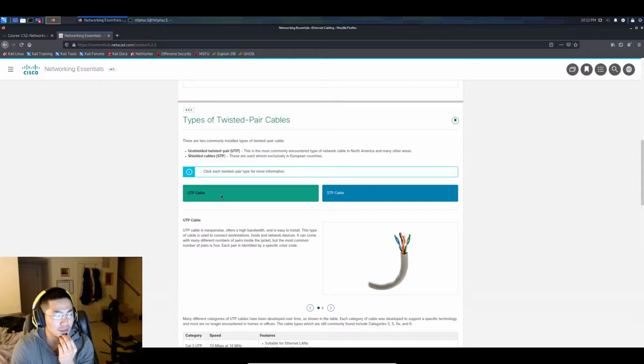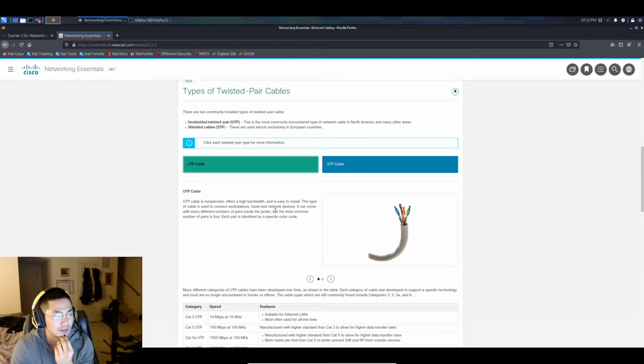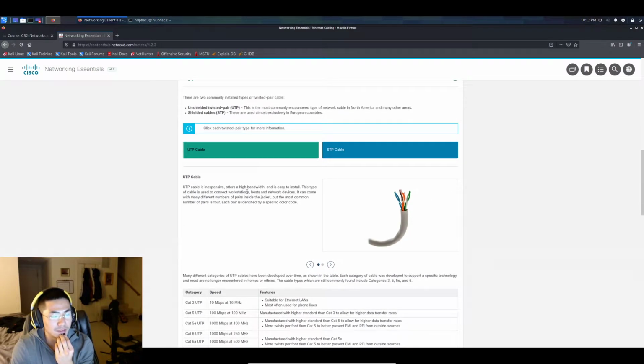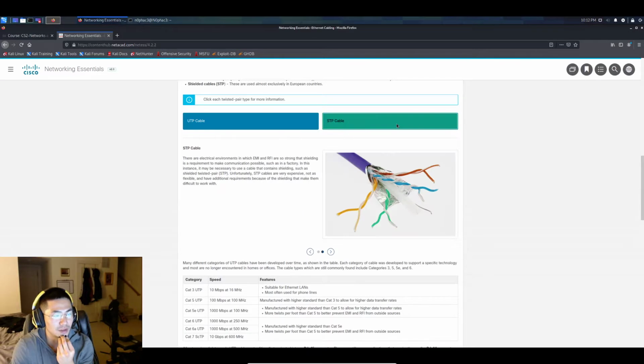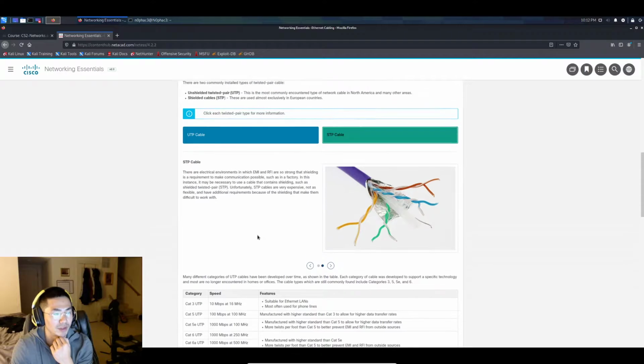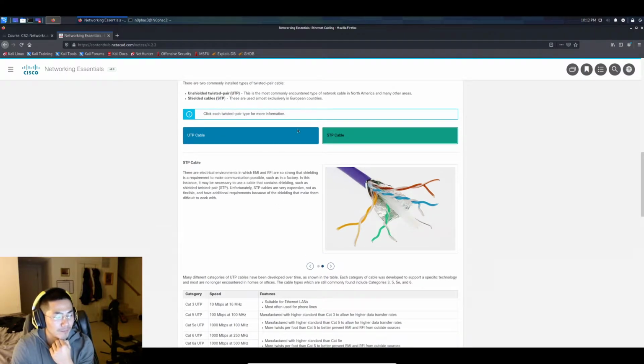You have UTP, and then you have STP. UTP being unshielded twisted pair. This is the most commonly encountered type of network cable in North America and many other areas. It's inexpensive, offers high bandwidth, and it's easy to install. Again, most common type in America you're going to see. And then we got the shielded twisted pair cable. This is probably going to be more found in Europe.